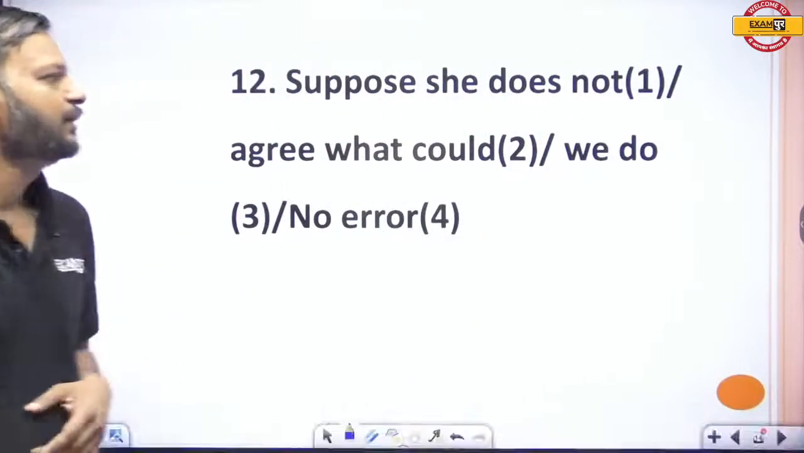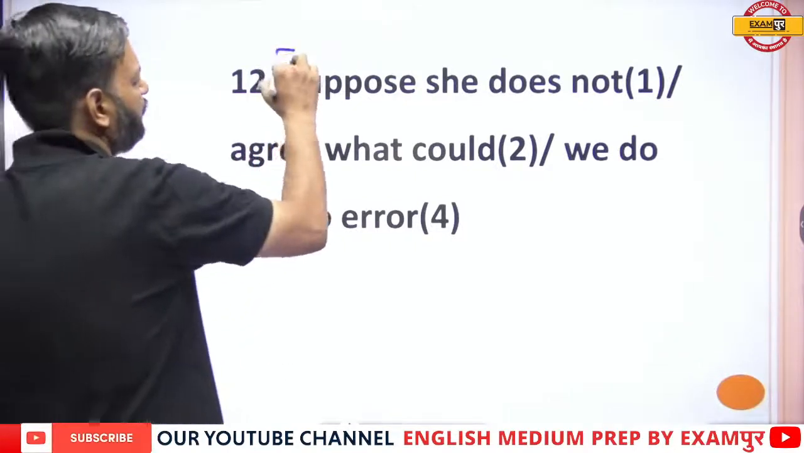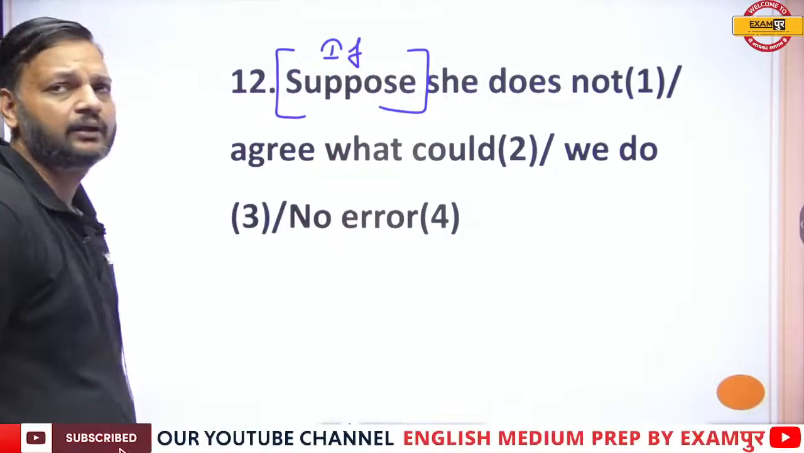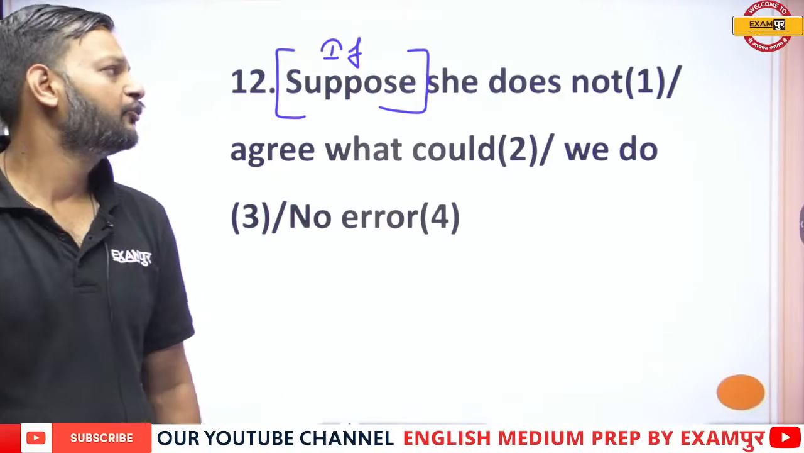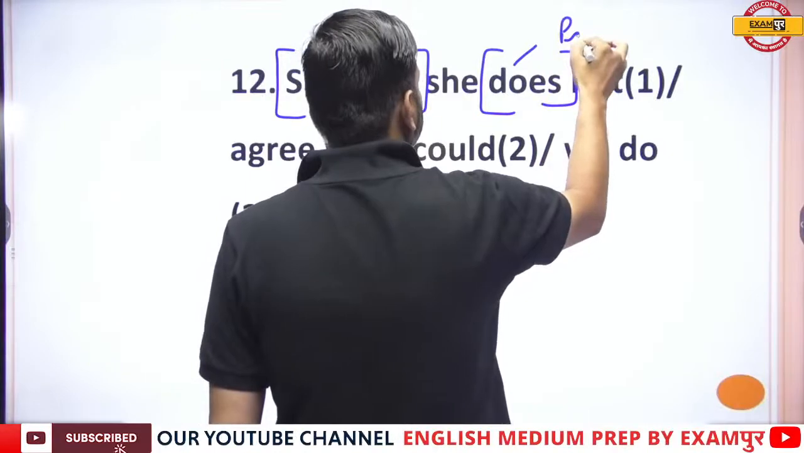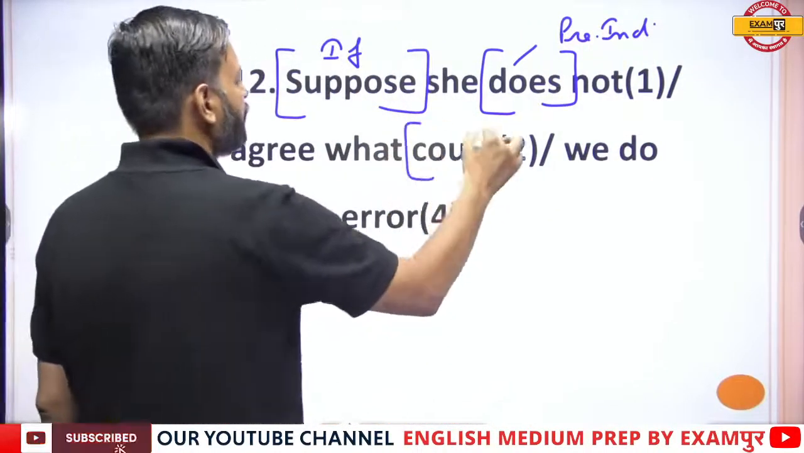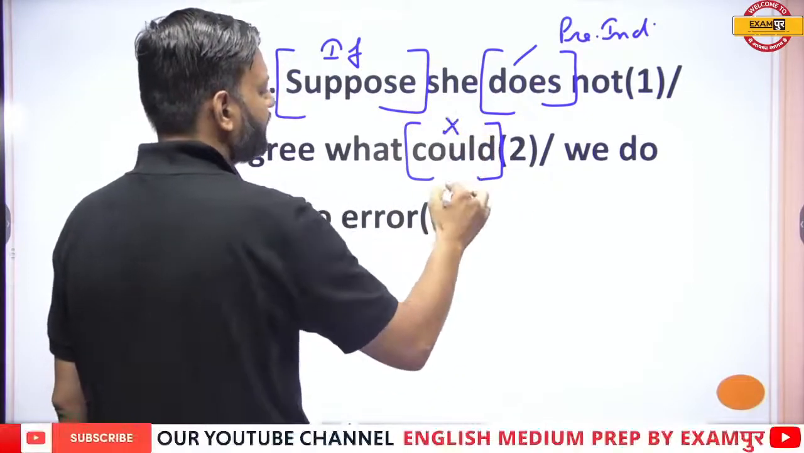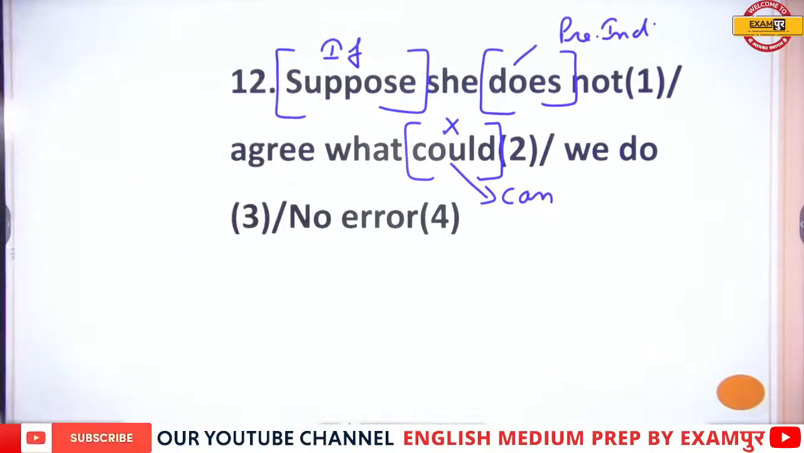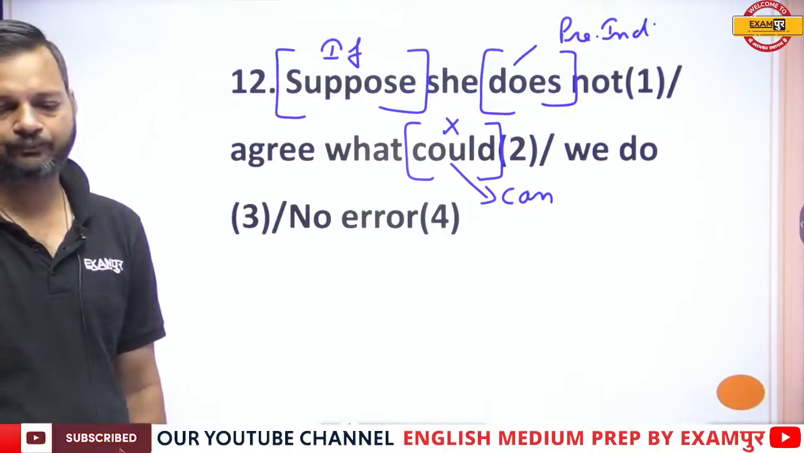Let's see the next sentence. Suppose she does not agree, what could we do? The first thing is that suppose is equivalent to if. So if it is written suppose, it means if. Here does is present indefinite. After present indefinite you cannot use a past word like could. So in this sentence you have to change could into can. If she does not agree, what can we do?